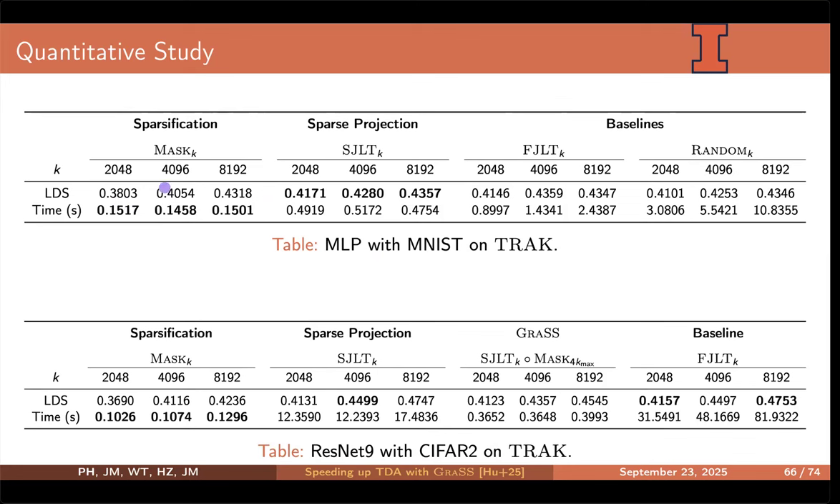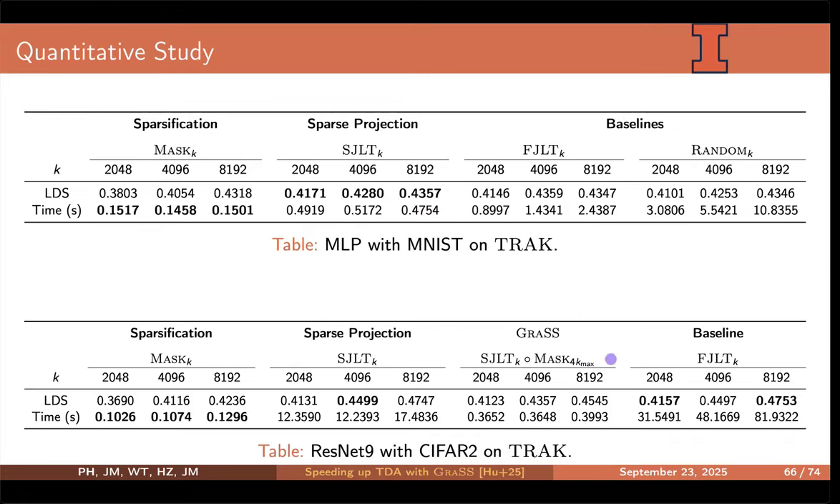So even for mask, just doing mask only, LDS score is also comparable to only baseline, right? So FGOT, random, LDS of mask can match them. But for the time, mask is the most efficient one. And you see for SGOT, we actually beat FGOT and also random by a lot. And we got the best LDS score.